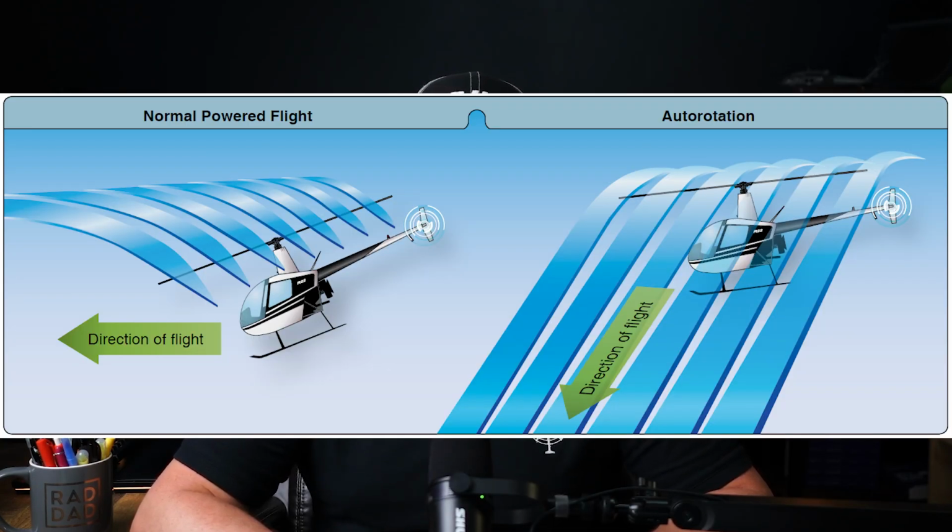However, during autorotation, when the helicopter's engine is not driving the rotor and the helicopter is descending, the airflow direction through the rotor disc is upward. This upward airflow keeps the rotor blades spinning and generates lift without engine power.